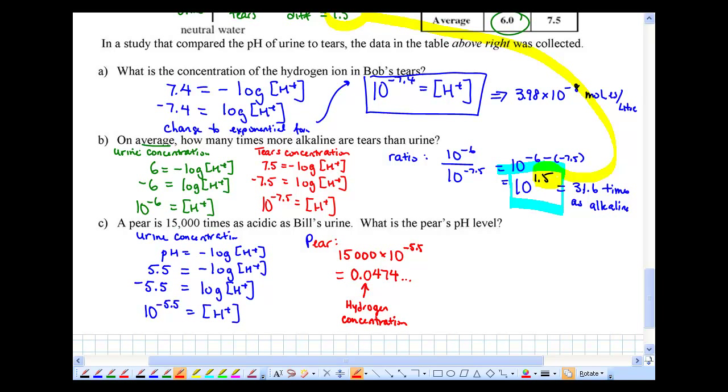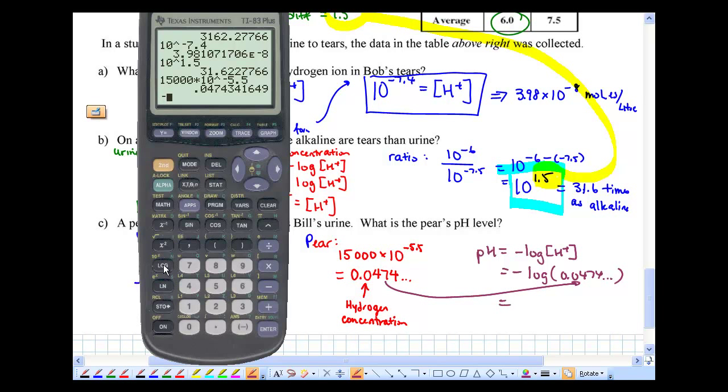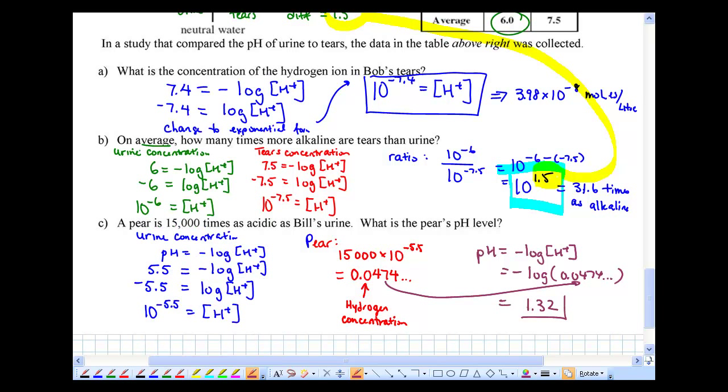To figure out its pH level, then, let's stick it into the pH formula. Negative log H plus, so negative log 0.0474. And using your calculator, let's see what we get. So negative log. Answer. Whoa. A really small pH value. 1.32. That's the pear's pH value.